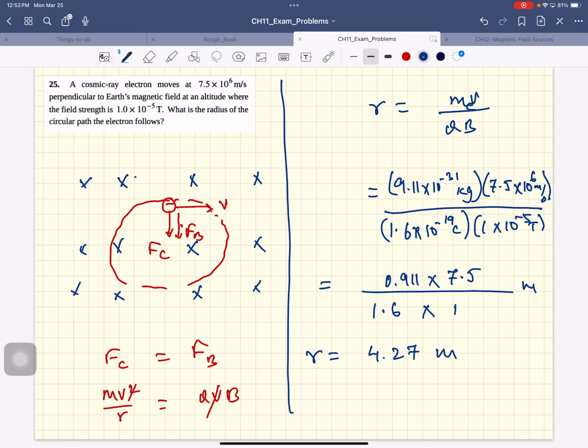So the radius is 4.27 meters. So roughly the size of the circle is the width of this room, again, the diameter of this circle.